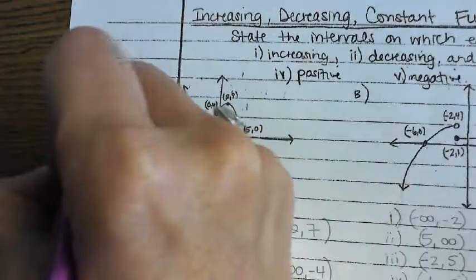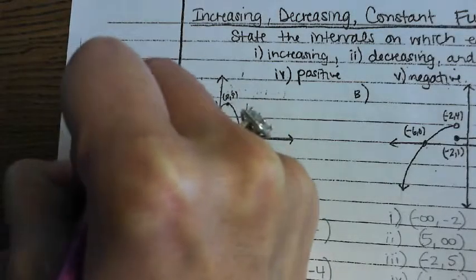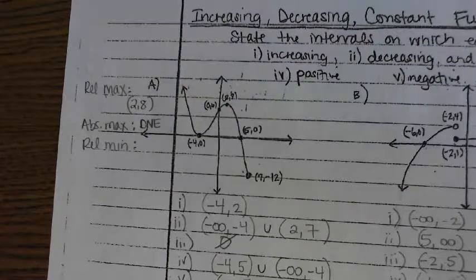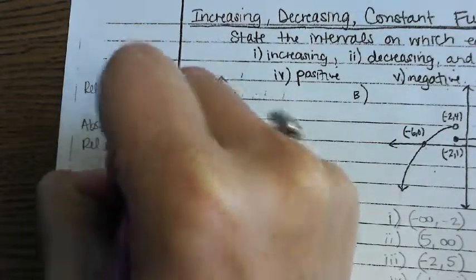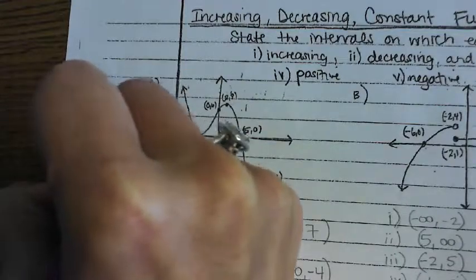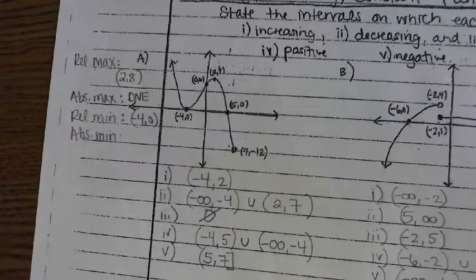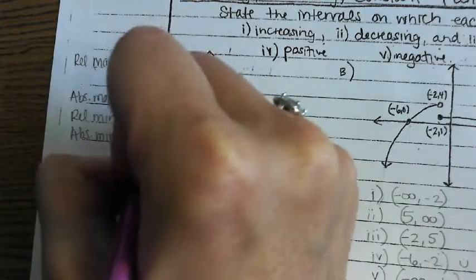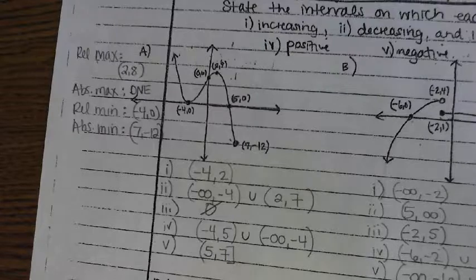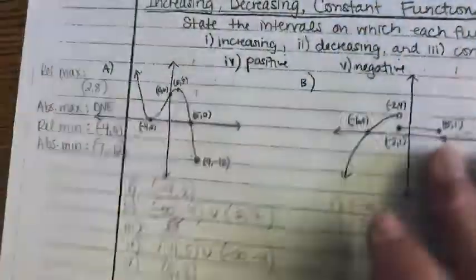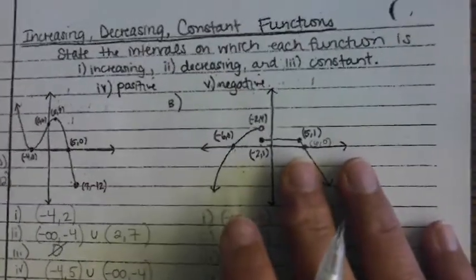And then how about relative minimum, Julia? Do you have any of those? -4, 0. Very good. And any absolute minimums? John? 7, -12. Very good. 7, -12. Okay? And sometimes your relative minimum is your absolute minimum. That obviously happens. There's no rule. It just kind of depends on the picture.